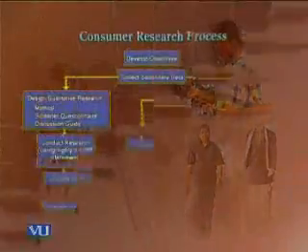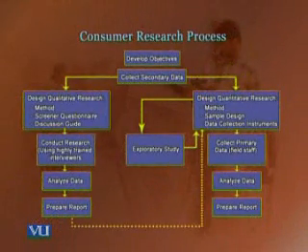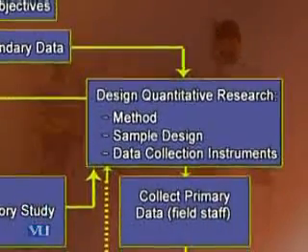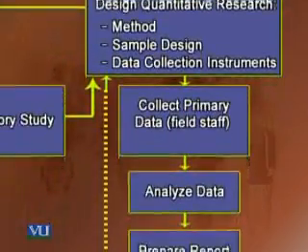At this point, let me show you what the consumer research process is. As you can see on the slide, the consumer research process starts with developing the objectives. After the objectives are developed, this gives us the basic map of the research, and after the map of the research has been found out, the researchers go out to collect the secondary data. After collecting the secondary data, it is decided whether the research will be qualitative or quantitative. If the research design is quantitative, then the methods, the sample design, and data collection instruments are decided upon. After these things are decided upon, in the next step, researchers collect the primary data. After collecting, the primary data is analyzed and a report is finally prepared.